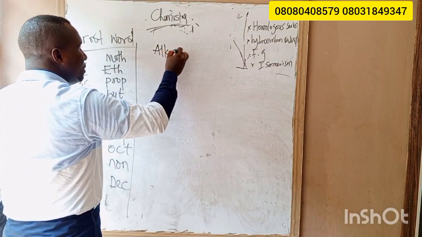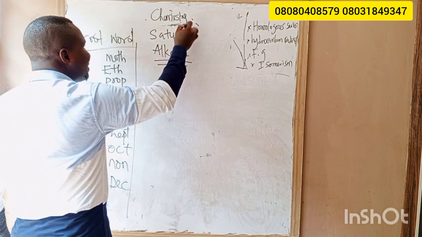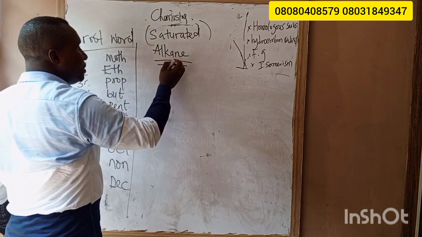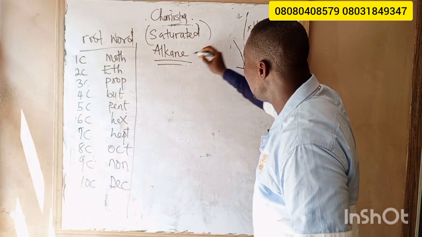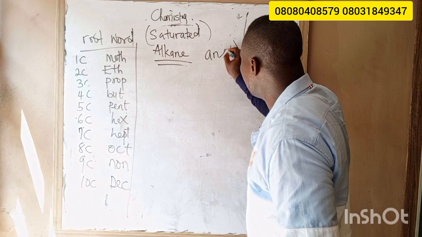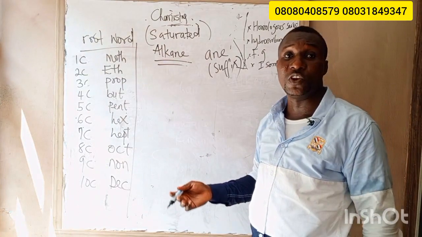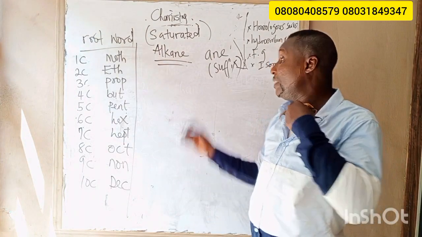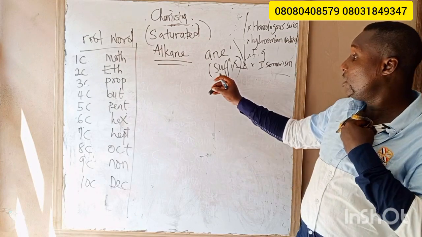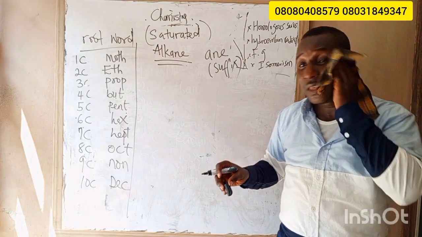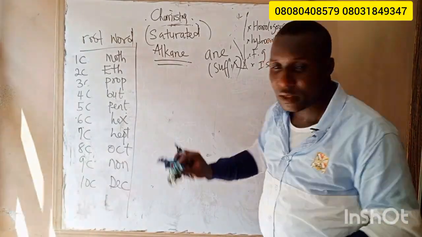Alkane. This alkane is a saturated hydrocarbon. This is the surname. Surname can also be called suffix. The surname ANE is called suffix. But to me, for better explanation, I like calling it surname. ANE, which is the suffix, the last name. That means I like calling it surname. A-N-E.